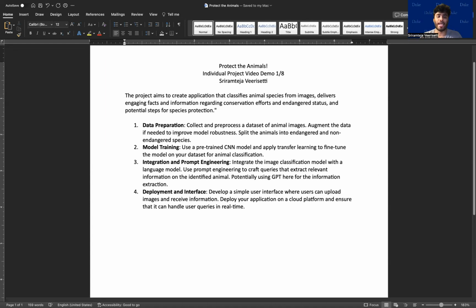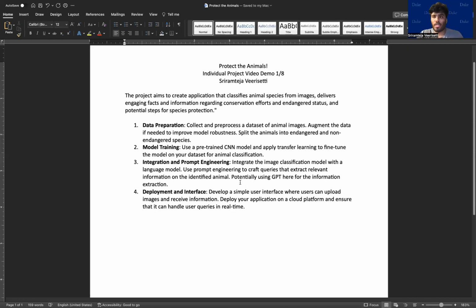I found a really nice Kaggle data set with a bunch of animals already classified and or pooled into different categories. That will help with the training process, and potentially incorporating some sort of augmentation to those images so that it sees different elements of that image in different variations, rotated, size different, etc. Like I mentioned, splitting the animals into endangered and non-endangered would be very helpful.